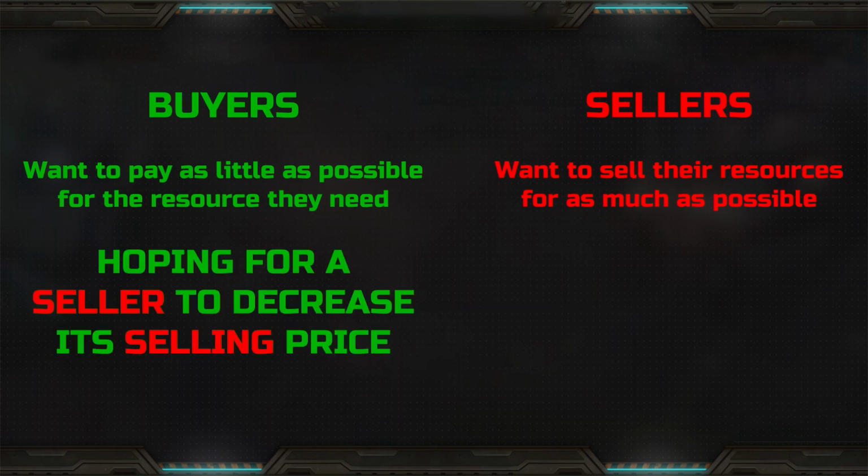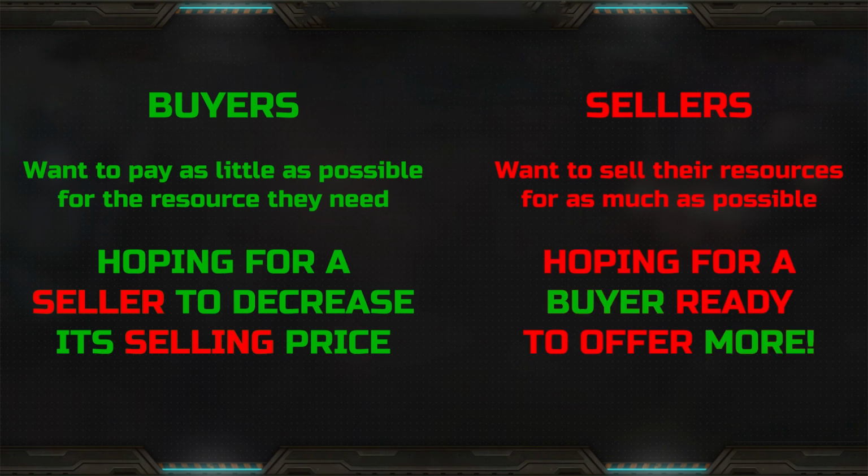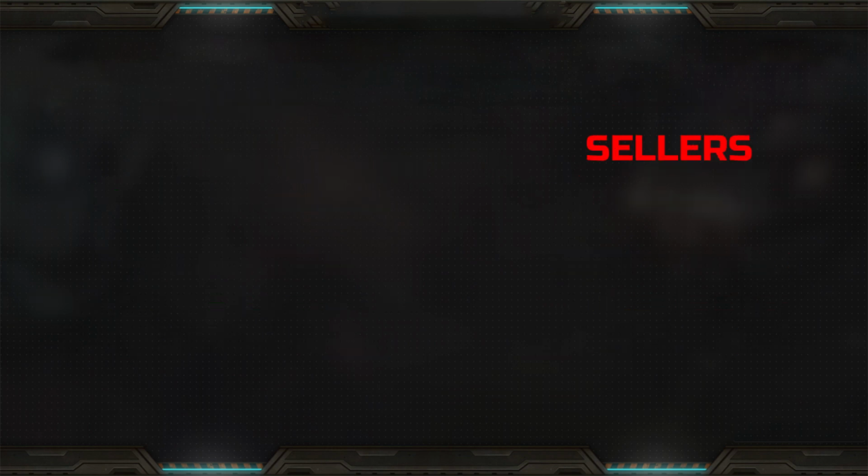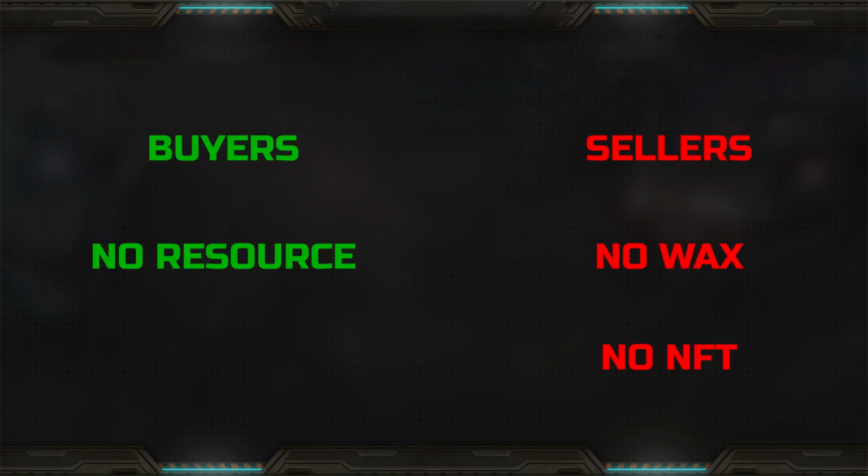Buyers must wait for a seller to decrease its selling price. Conversely, sellers have to wait for a buyer ready to offer more. If buyers and sellers don't want to agree on a price, the market is not moving and the development of a game can slow down. Sellers don't get the wax that they could have used to buy NFTs, buyers don't get the resources that they need to upgrade their operations.